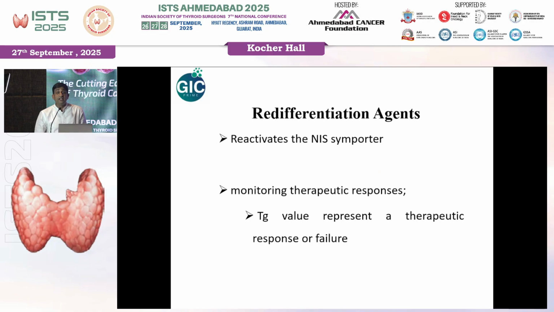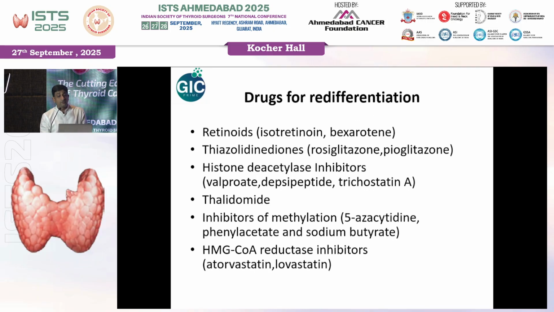The other one is the redifferentiating agent that reactivates the sodium iodine symporter. In monitoring the therapeutic response, the TG value represents therapeutic response or failure. The drug for redifferentiation is retinoic acid, the most commonly used, then thiazolidinones, histone deacetylase inhibitors, thalidomide, inhibitors of methylation, and HMG-CoA reductase inhibitors like atorvastatin and lovastatin. These drugs are used for redifferentiation treatment.